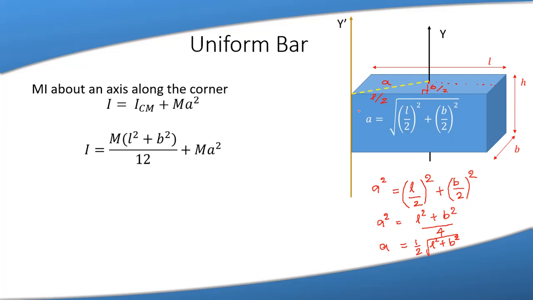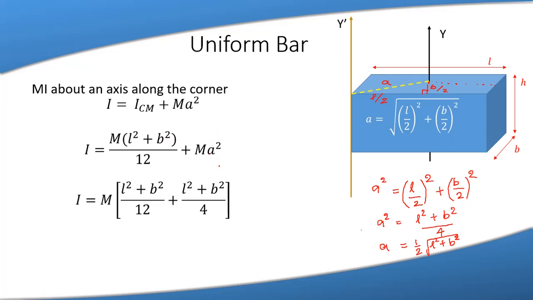Therefore, I can write that I is equal to, I already know the moment of inertia about the center of mass. I already found the moment of inertia about the axis Y as m by 12 into L square plus B square. And what I need is m into A square. I already have my A square here. So, I will just substitute the value for my A square to this. And I will get m into L square plus B square.